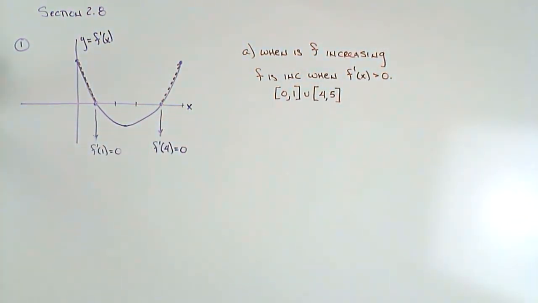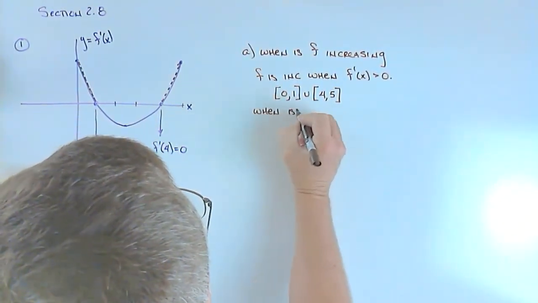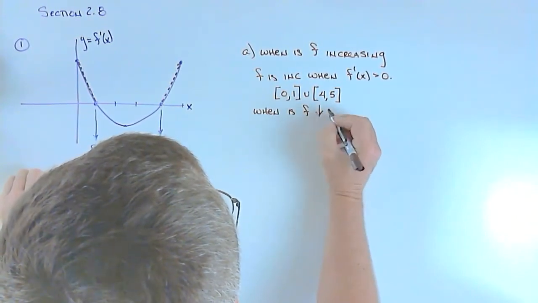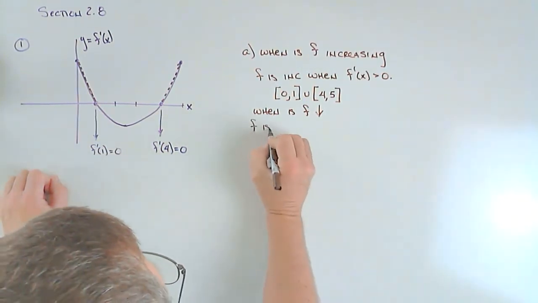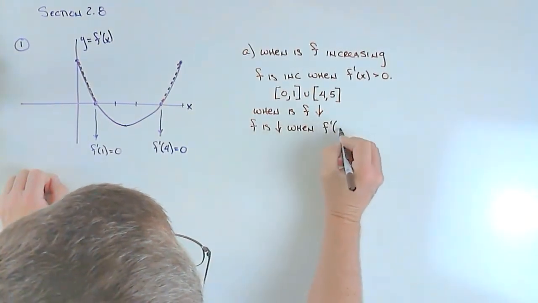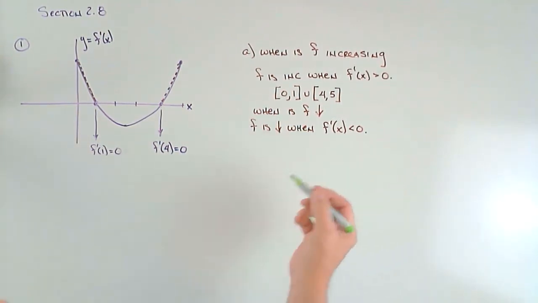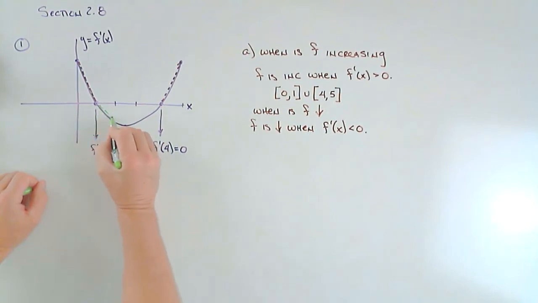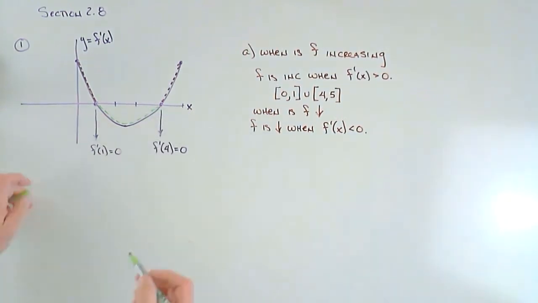Then it goes on in part A, and it says, when is f decreasing? I'll use a down arrow just to speed this up. Well, we know f is decreasing when f prime of x is less than 0. That's our definition of when a function is decreasing. If we take a look at our graph, our function is below the x-axis, less than 0, here, here, here, and here.